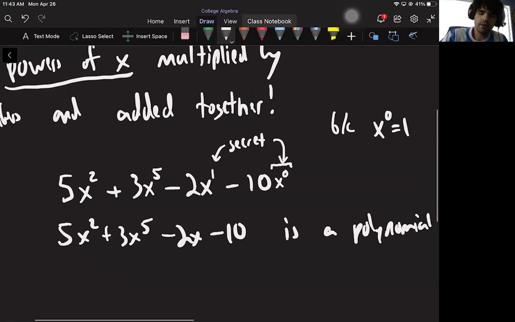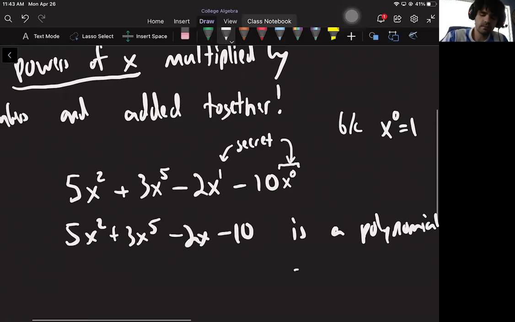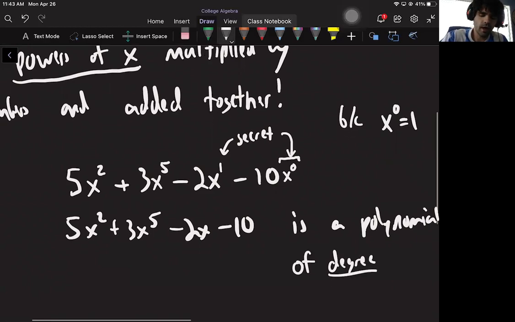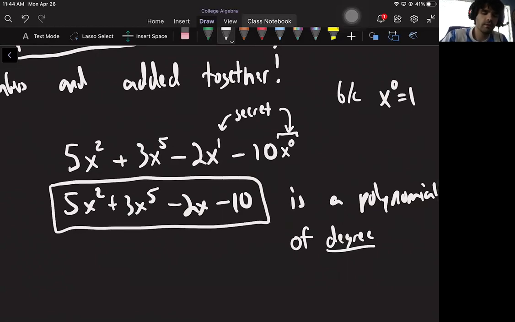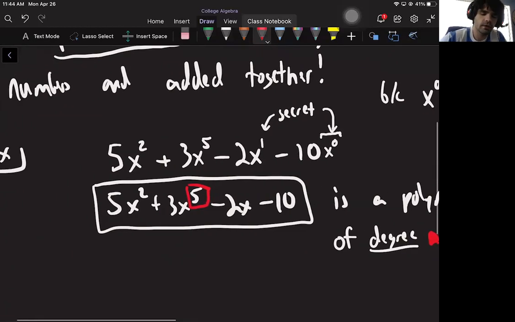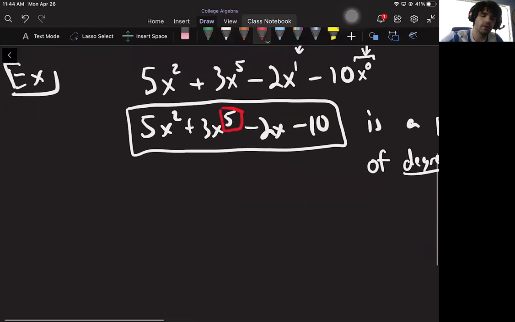And what people like to do is say what degree they are of, and that just means the highest power in the expression. So what's the highest power that you see in here? An x to the 5th. So of degree 5. Okay, so that's one thing you can identify when you see a polynomial. And what else can we do? Well, for now, we'll just list a bunch of examples.